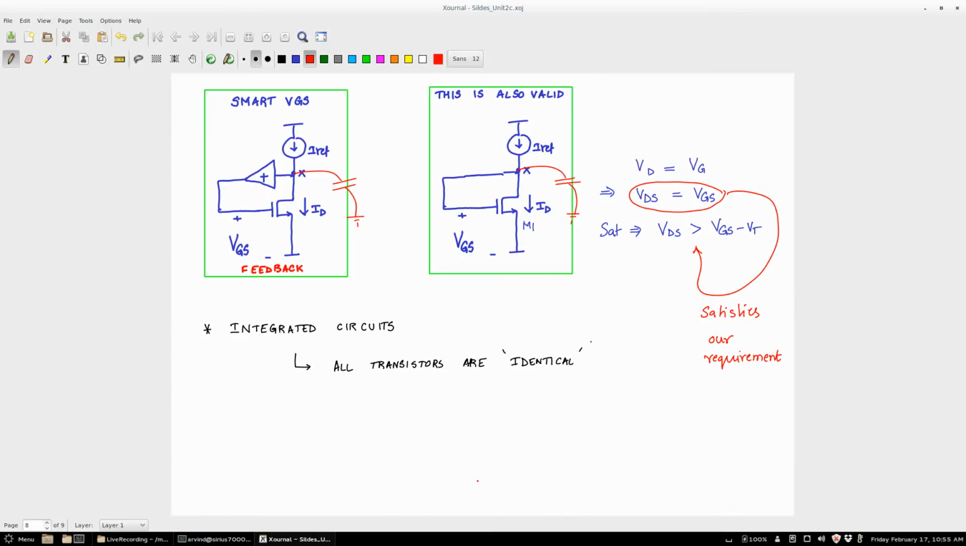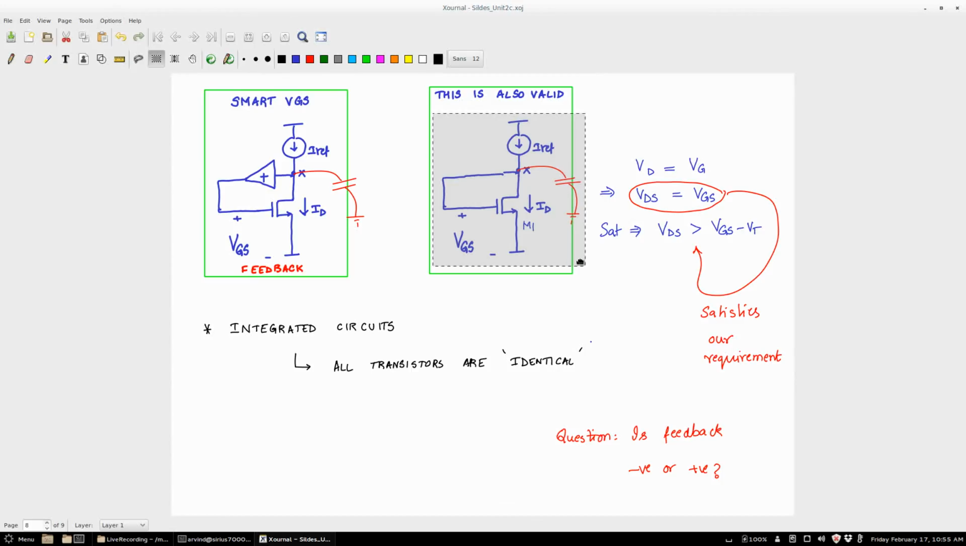For saturation, what do you want? Your VDS must be greater than VGS minus VT. And obviously, this satisfies our requirement. No, you want to work in saturation, right? If it's not in saturation, your expression for gm and all of that, everything is different. For amplifiers, you want your transistors to be in saturation. So that's a requirement. Okay.